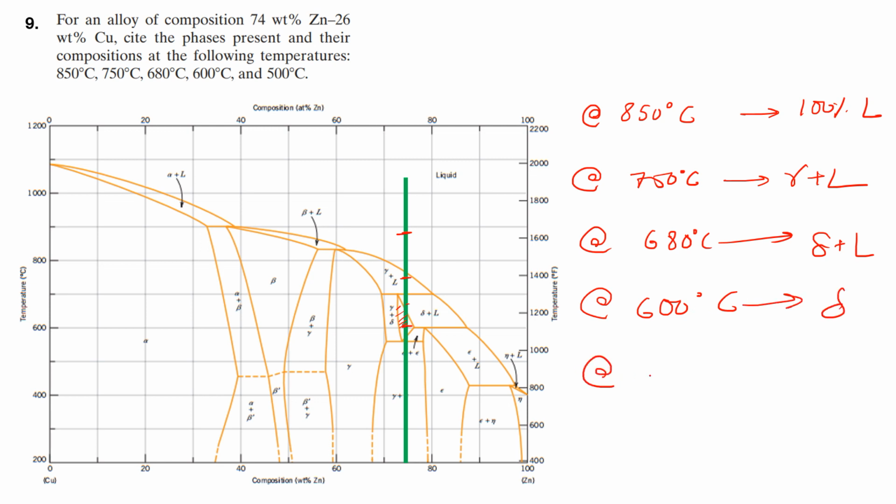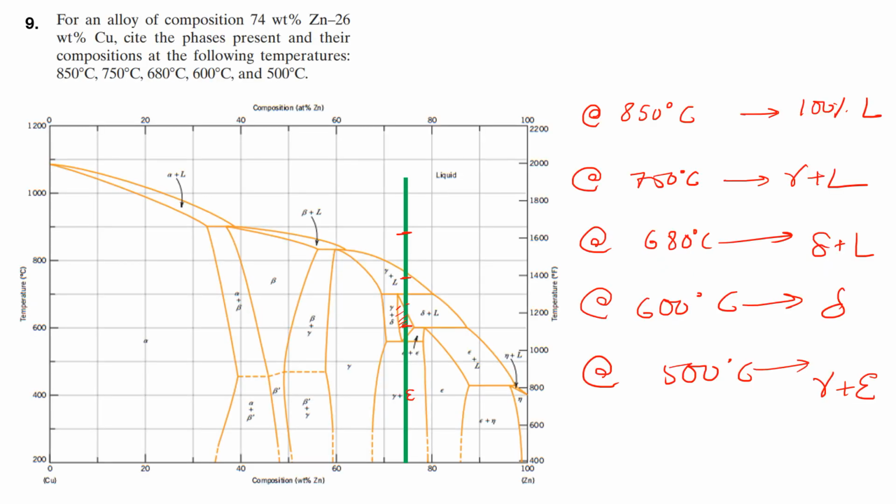And at 500 degrees centigrade we have the gamma plus epsilon phase. The epsilon phase is there. And the compositions again can be found by the intersections. I'm not going to do that, it is straightforward. Okay, so I think I'll stop with this.